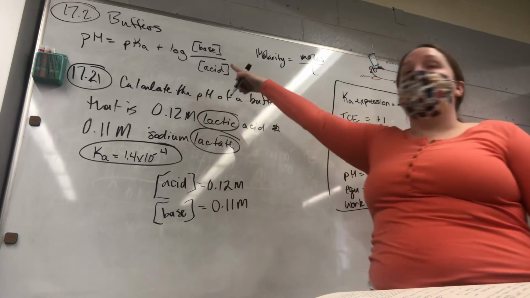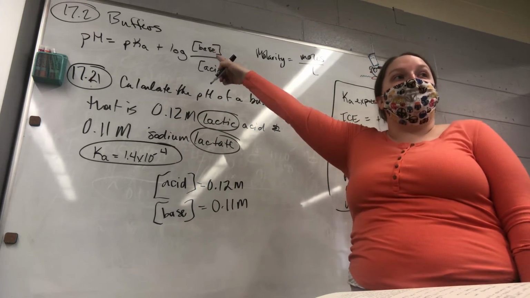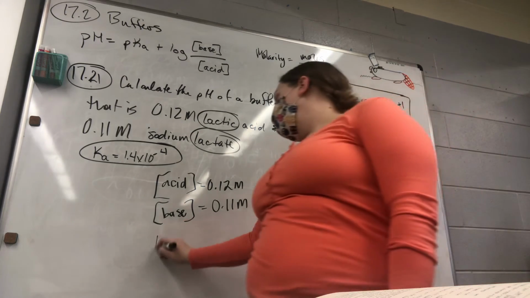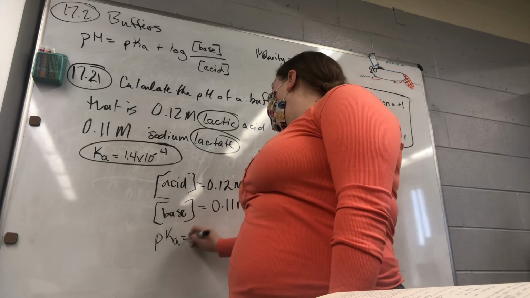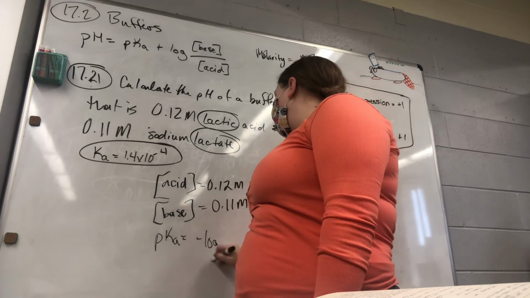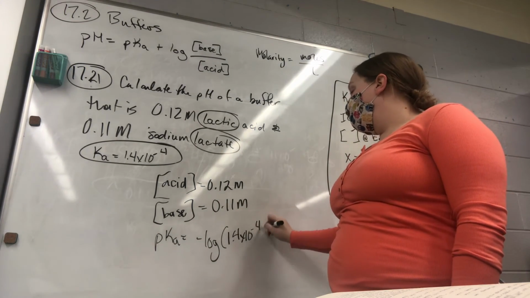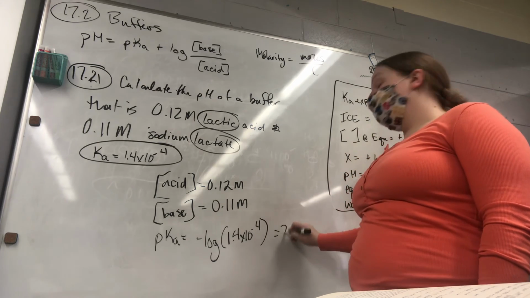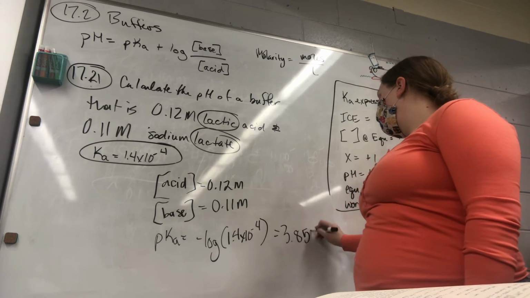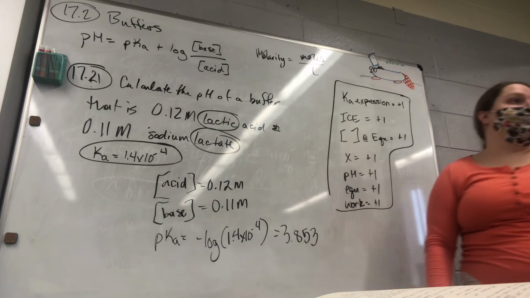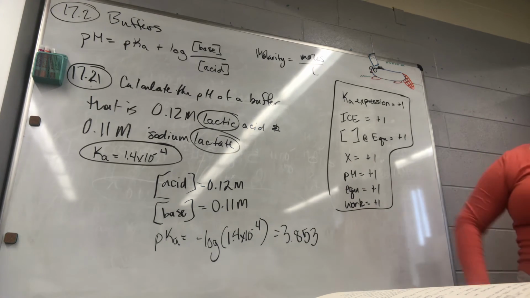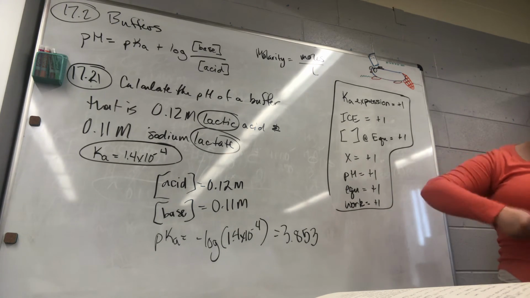All right, next thing is we were given a Ka. What do we need in our Henderson-Hasselbalch in order to do this? I need a pK. So we're going to take the negative log of the Ka we were given. 3.85. All right, what's next?